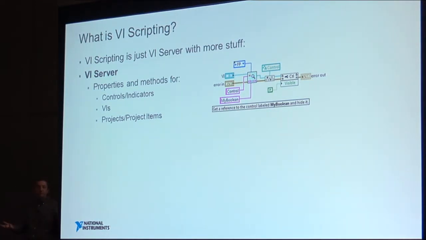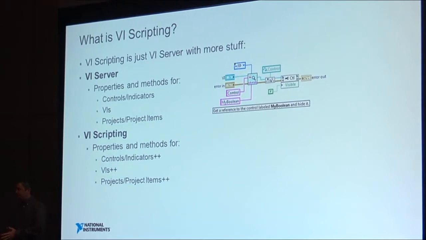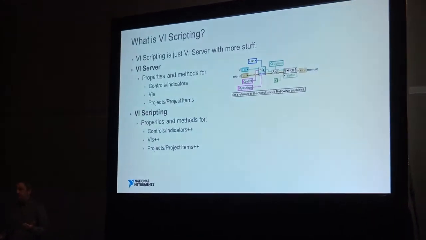So this is an example of something we might do with VI Server, changing the appearance of something on the front panel, right? That's VI Server. What's VI scripting? Hey, it actually looks really similar. It's properties and methods for controls and indicators, and VIs, and projects. A little plus there is because scripting actually opens up several more new properties for things.